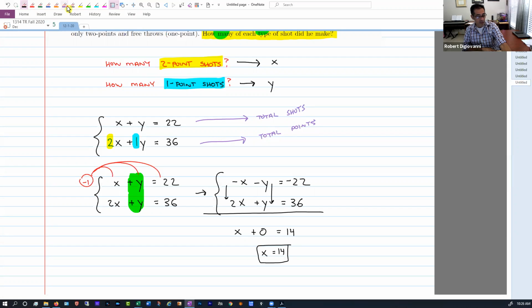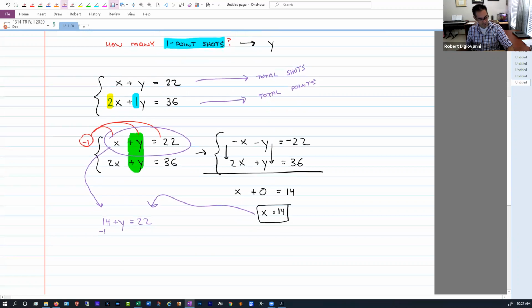Once we know what x is, we can take that answer and plug it in using any equation we want. So I'm going to use the first equation, and I'm going to replace the x with 14. So 14 + y = 22. Subtract 14 on both sides. y is equal to, what's that, 8?